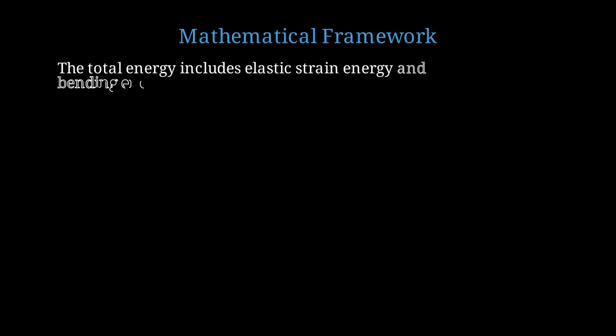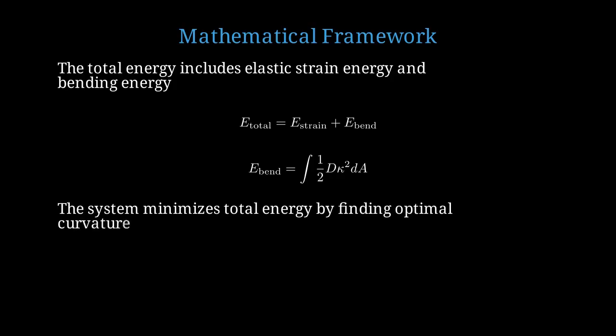The total energy of the system includes the elastic strain energy stored in the film and the bending energy required to curve it. Total energy equals strain energy plus bending energy. The bending energy is the integral over the area of 1/2 times the bending rigidity D times the curvature kappa squared. The system spontaneously adopts the configuration that minimizes the total energy. This is a balance between relieving strain and the cost of bending.